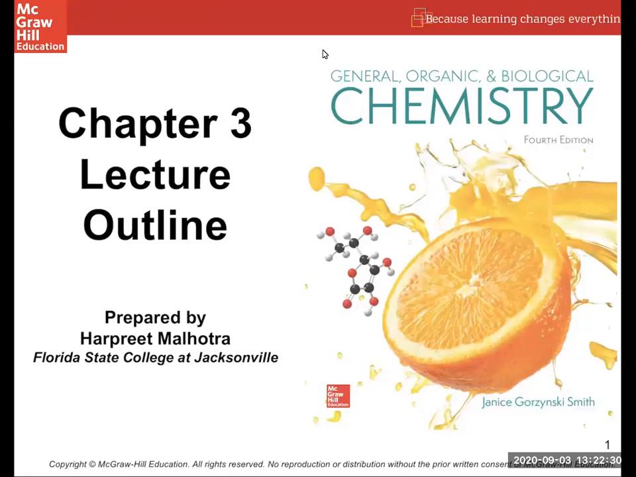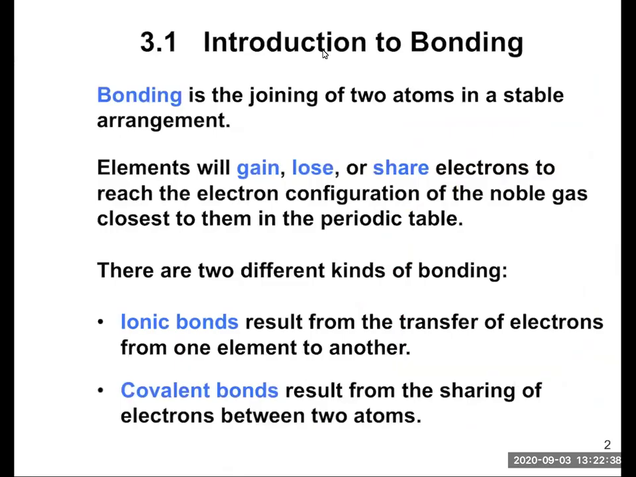Welcome back. We are now moving to chapter 3, where we're going to be discussing bonding. Bonding is when you have two atoms, two elements that come together through a chemical bond. The reason they come together is to become more stable. Now, how do they come together?